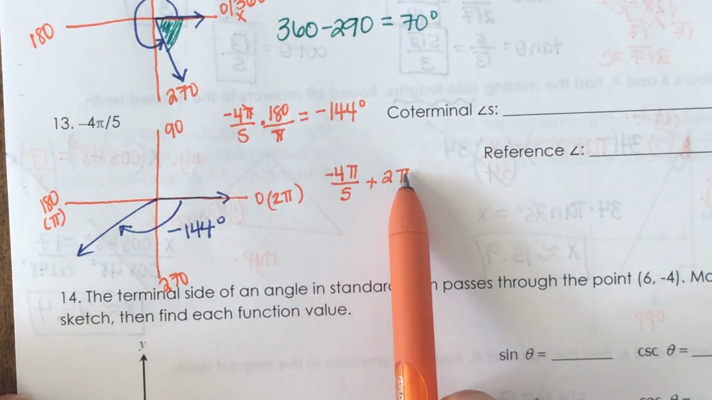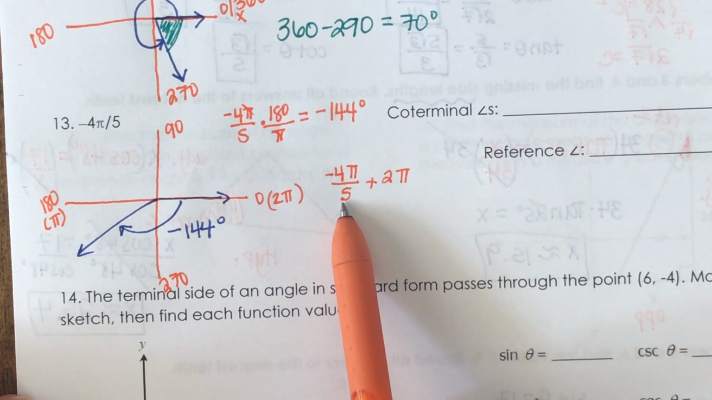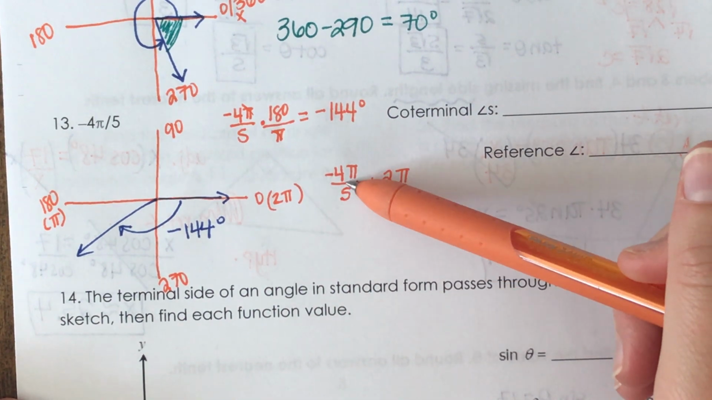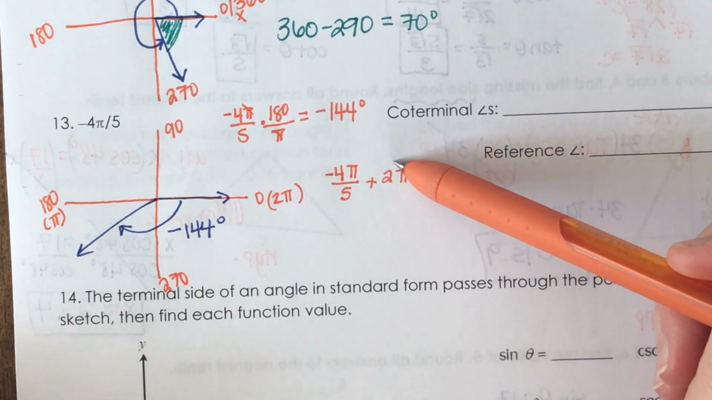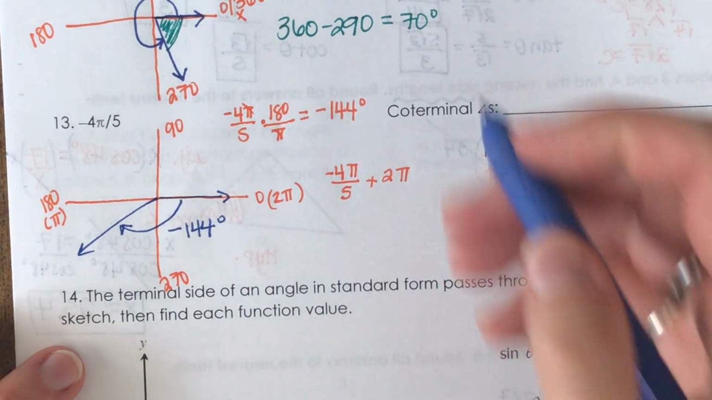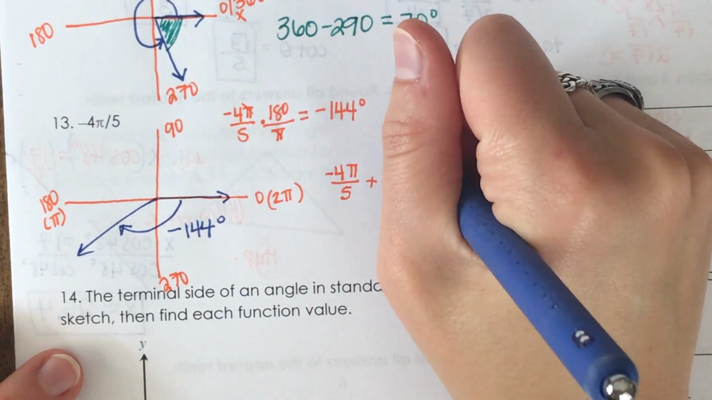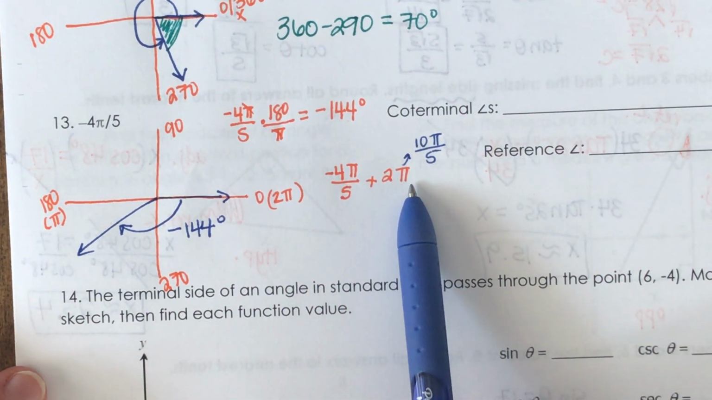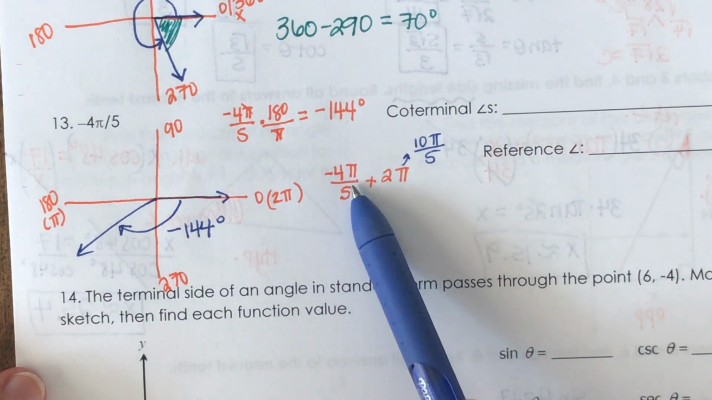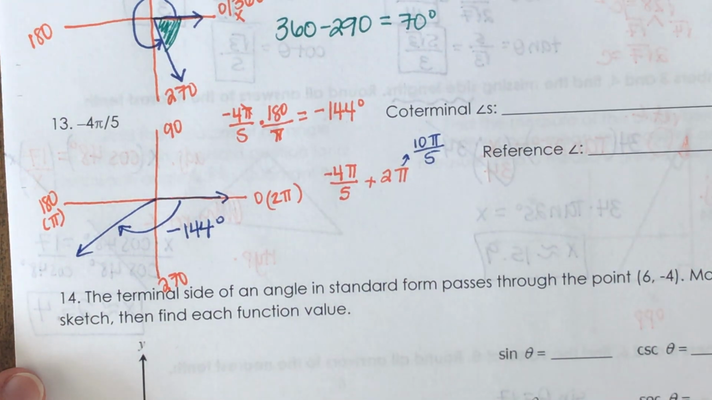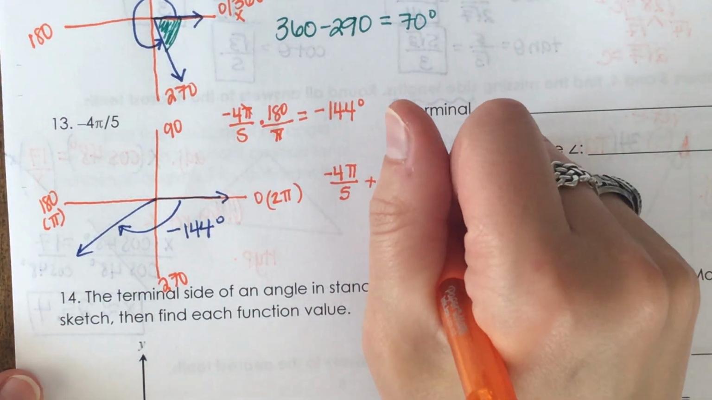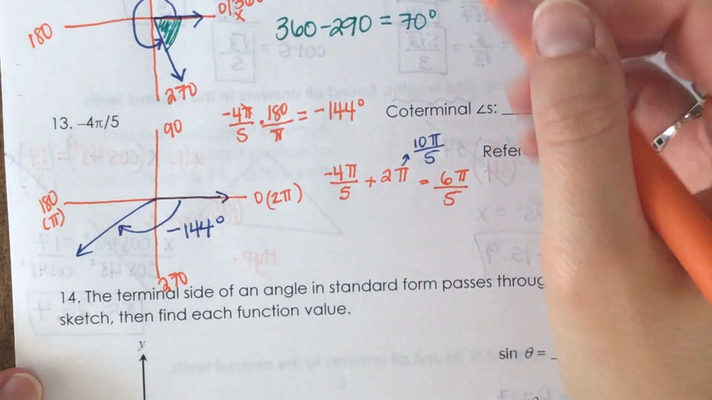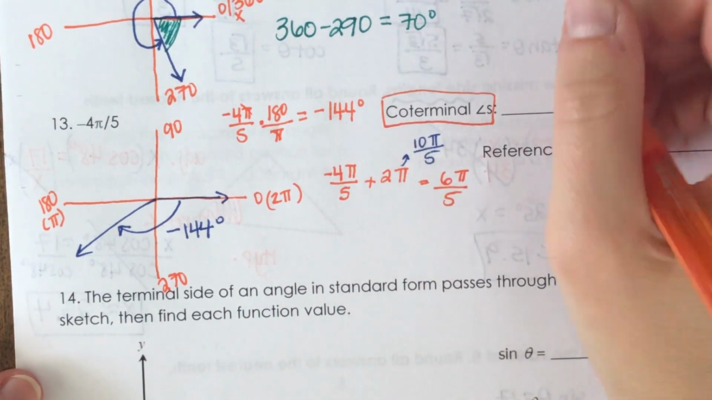Well, right now I can't add these together because they don't have the same denominator. So I can change this to have a denominator of 5 if I multiply by 5, right? If I did that, I would end up getting 10 pi over 5. That's the same thing as 2 pi. So if I add negative 4 pi over 5 plus 10 pi over 5, I'm going to end up getting 6 pi over 5. That is one coterminal angle.